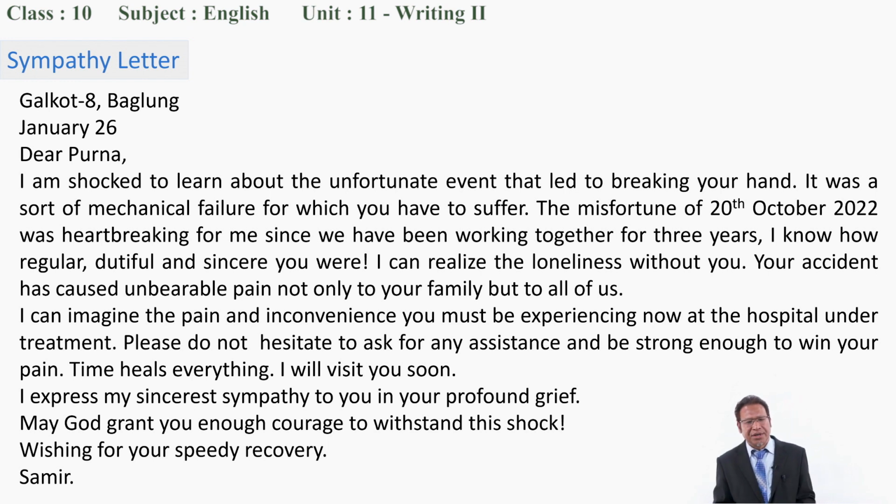You do not have to write a very long one. This much length is okay. Let's see how you can write. You write your address. Like here is written, I have written Golkot at Baglung. You created this on January 28th. You sent this letter on January 28th, and your friend is Purna.